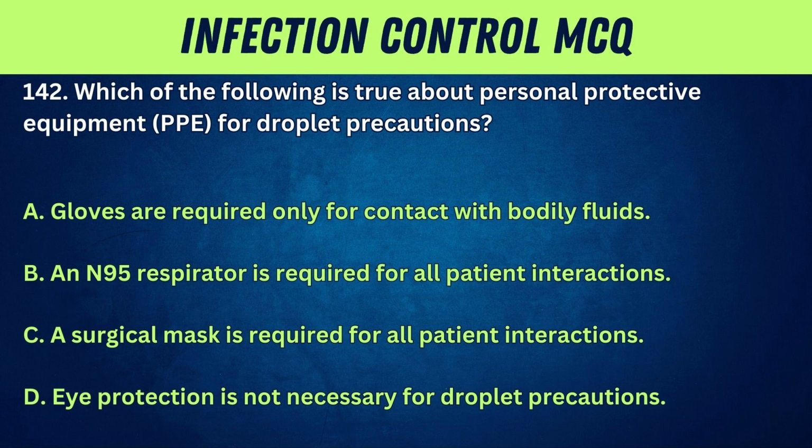142. Which of the following is true about personal protective equipment, PPE, for droplet precautions? A. Gloves are required only for contact with bodily fluids.